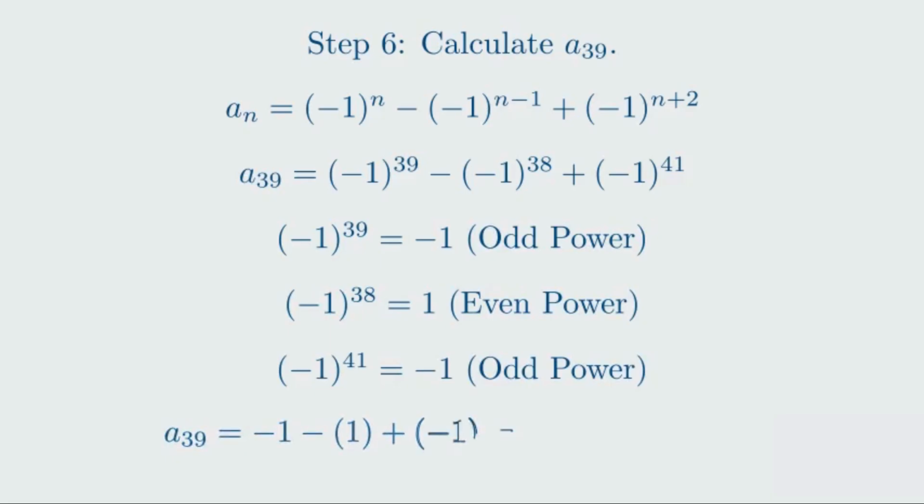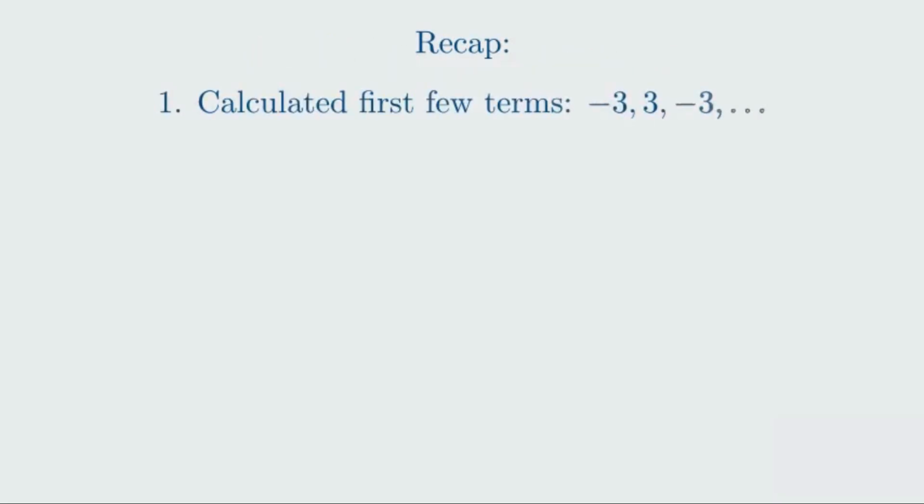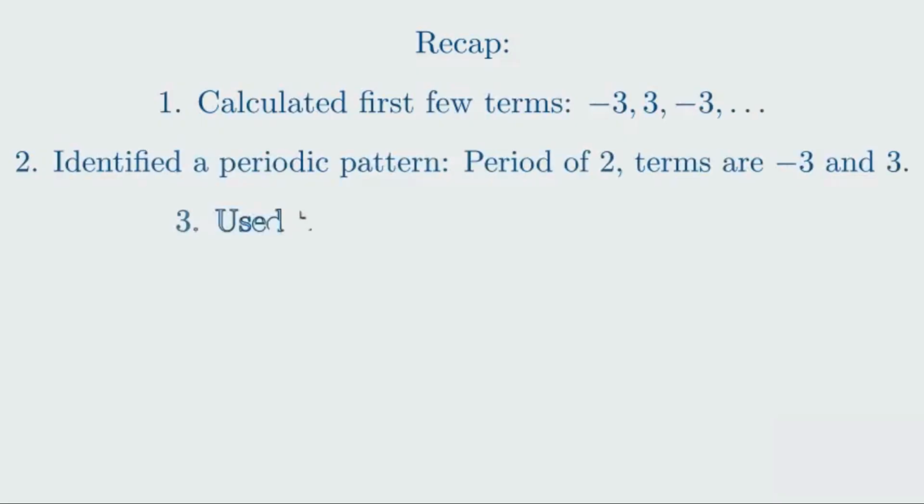Let's put it all together to state our final answer. We determined that the sum of the first 39 terms of the sequence is equal to the 39th term, which we just calculated to be -3. Therefore, the value of the sum is -3. And we solved it without adding 39 numbers. So, what did we accomplish? We successfully evaluated the sum of a sequence. How? By calculating its first few terms to discover a repeating or periodic pattern. The lesson here is that in math, a little exploration can save a lot of work. Always look for patterns.